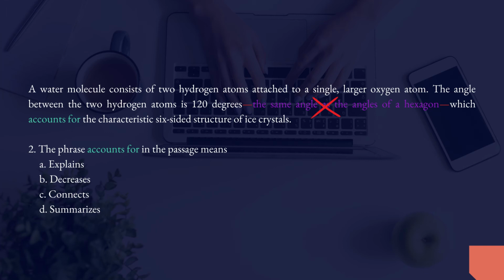So again, the sentence reduces to 120 degrees accounts for the characteristic 6-sided structure of ice crystals. It means when you look at 120 degrees, you understand that this is a 6-sided structure of ice crystal. So I'm going to go with just meaning here. Let me ask this. What does that 120 degrees show you? Does it summarize the six-sidedness? No. Does it connect it? Well, of course not. Does it decrease it? No. It explains the six-sided structure of ice crystals.